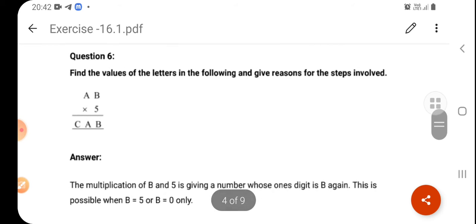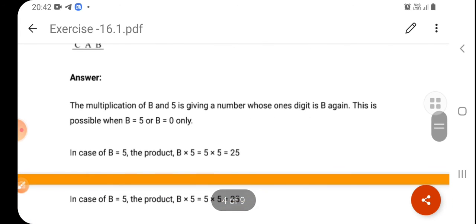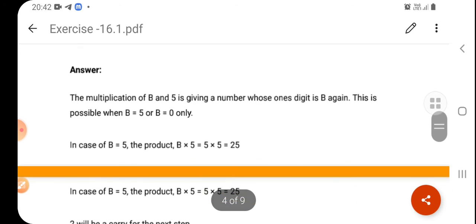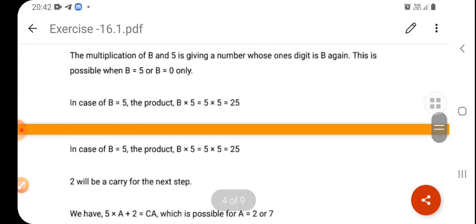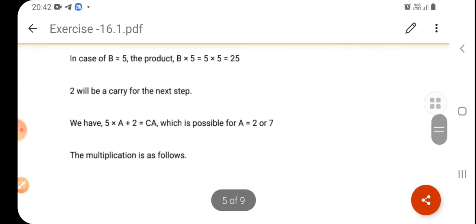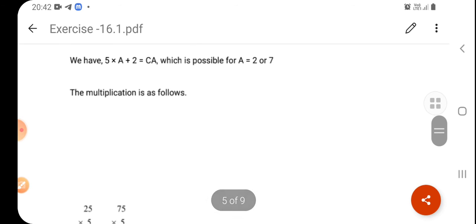Find the values of the letters in the following. AB into 5 is equal to CAB. Again, the multiplication of b and 5 gives a number whose one's digit is b again. So it must be 5 or 0. So 5 into 5 is 25, and 2 will carry to the next step, which is not possible for a equal to 2 or 7.